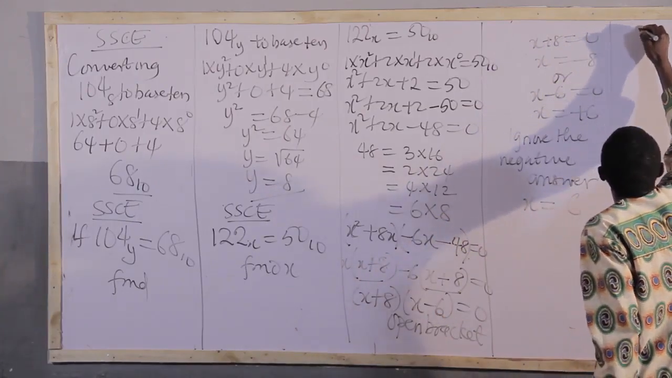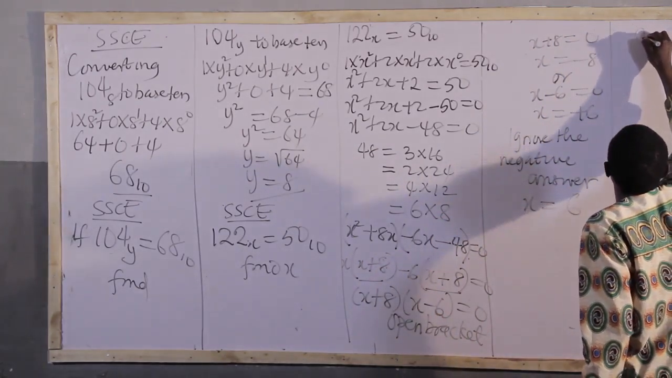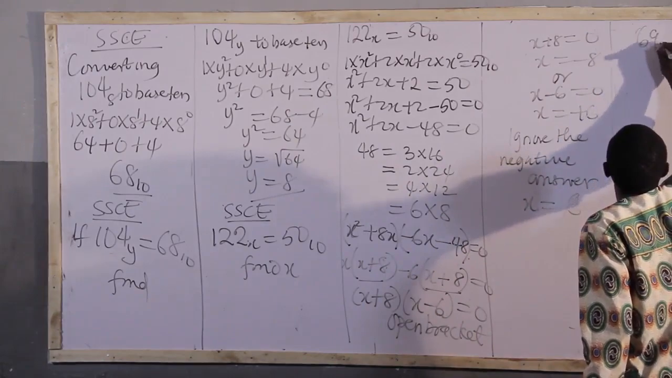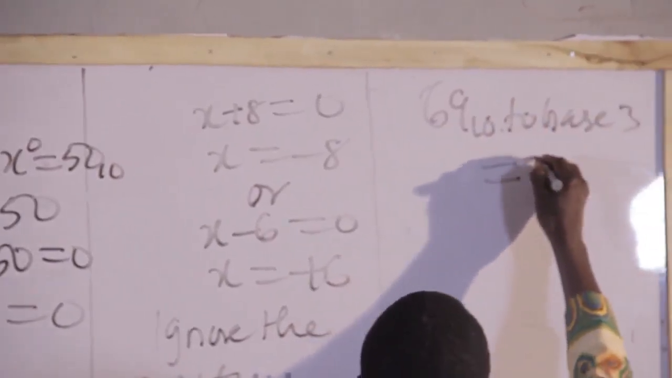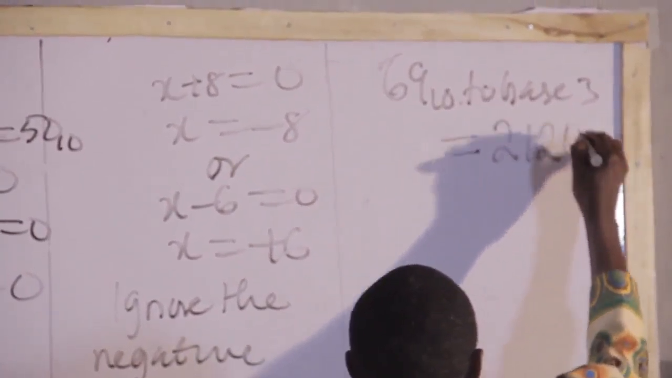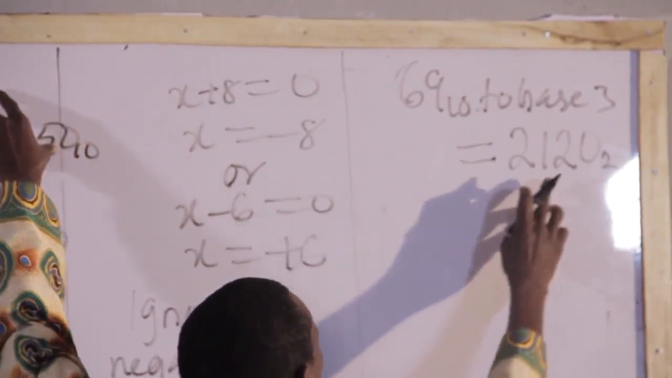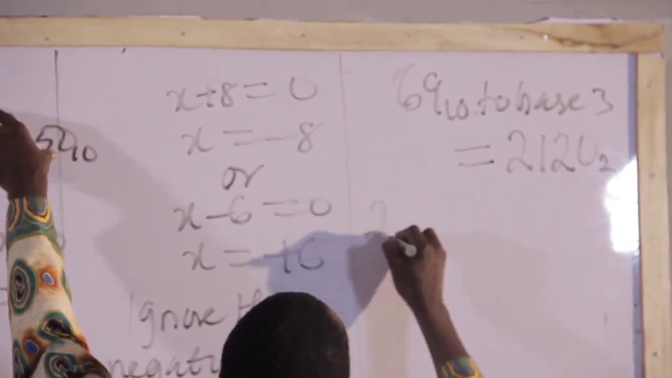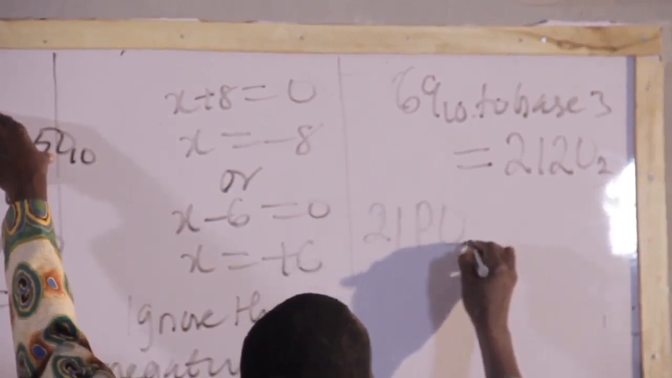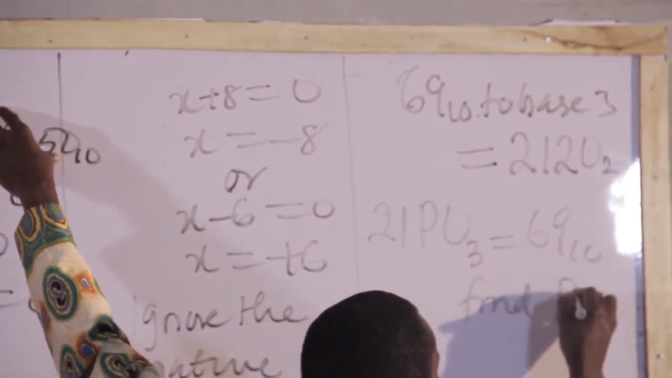We are told that, you remember when we convert 69 base 10 to base 3, we get 2 1 2 0 base 3. Now in the place of 2 I put P, and I say 2 1 P 0 base 3 equals 69 base 10. I want to find P.